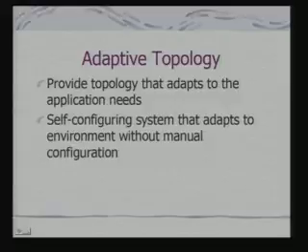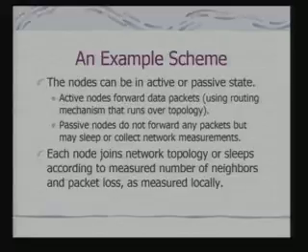So, let us look at a simple mechanism to deal with this. We say that the nodes can be in active or passive state. Nodes which are in active state forward data packets, using a routing mechanism that runs over the topology. Passive nodes do not forward any packets, but may sleep or collect network measurements.